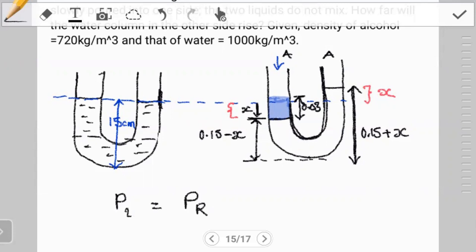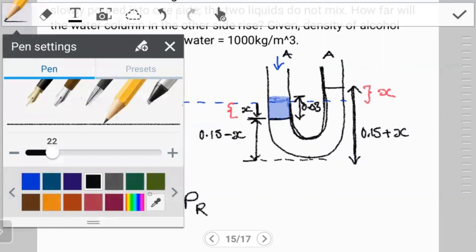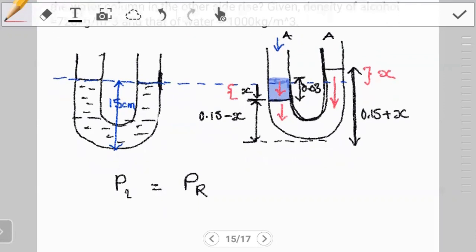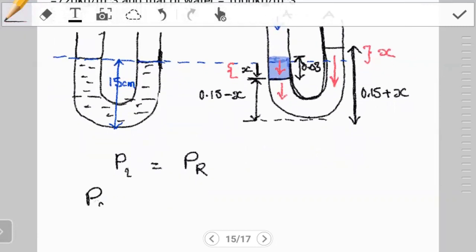Or you can pick any point in the liquid, in the fluid, and try to evaluate the pressure at that particular point, okay? Pushing from one side and also the pressure pushing from the other side. So what we observe is that the pressure due to the alcohol this side and the pressure due to the water this side must equal the pressure due to the water the other side. So on the left hand side, we have two contributions of pressure, one due to alcohol plus one due to water, and let's say this is water one. And then on the right hand side, we have the pressure due to water.